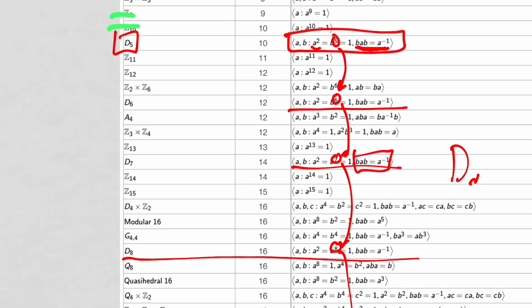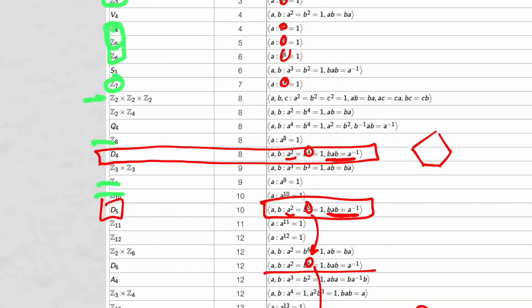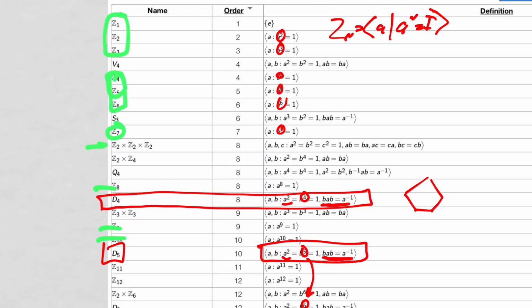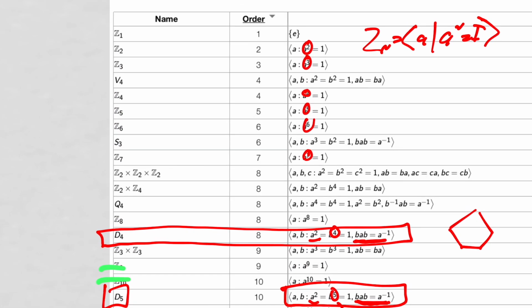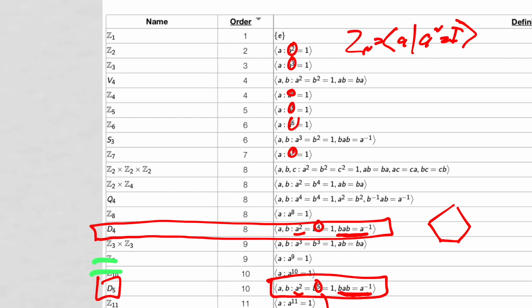Otherwise the correlation is the same. However, if we go back, we might ask ourselves, wait a minute, where's D3? Where's D2? And what's going on is that for these very low order groups, things kind of get crowded out, right? The space gets very crowded.